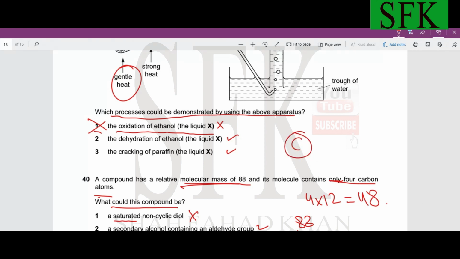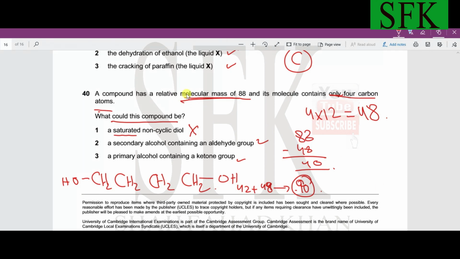Then what about 40? It says that a compound has a relative molecular mass of 88 and its molecule contains only four carbon atoms. What could this compound be? Four carbon atoms would mean a mass of 48, since 12 fours are 48. So out of 88, 48 has been used up by carbon atoms. The first one says a saturated non-cyclic diol. Saturated means only single bonds, non-cyclic means it does not have rings, and diol means two OH groups. This is one possible saturated non-cyclic diol that I drew of four carbon atoms, and its Mr turns out to be 90, not 88. It's greater than 88, so one cannot be correct. So 2 and 3 are correct answers. Therefore, by default, C is the correct option.